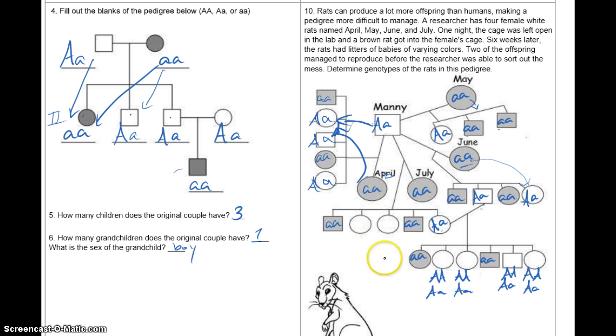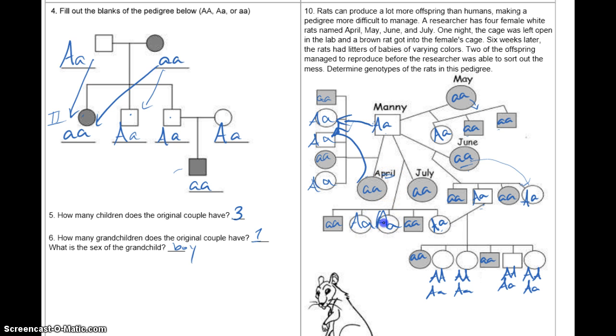That leaves us with only two individuals left that we have to figure out, and they are the offspring of Manny and July. July is another albino individual, which means she can only give a little a. So if we approach these two differently, we know that she gave little a's, but we also know that they're not albino, so they can't be homozygous recessive. So from Manny, they must have gotten that big A. And so we know that they are heterozygous then, big A, little a.